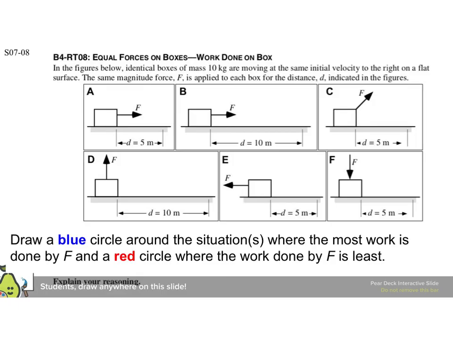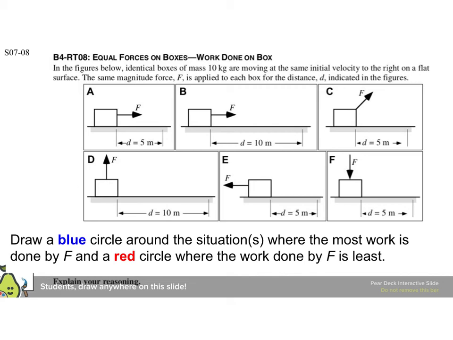Couple of problems to try. For each of these, once I finish reading them, pause the video, come up with your answer, and then I'll go over what they mean. So in the figures below, identical boxes of mass 10 kg moving at the same initial velocity are on a flat surface. The same magnitude F is applied to each box in the instant for the distance D indicated in the figure. Draw a blue circle around the situation or situations where the most work is done by F, and a red circle where the work done by F is least.